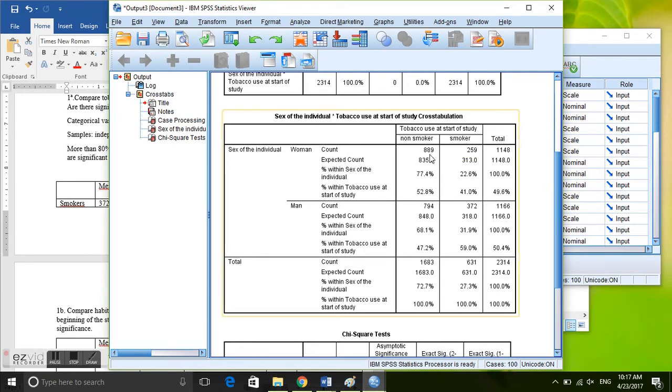So if there's a difference between those, and it looks like there is, then that gives us evidence that there are differences between smoking status in women and men, but we're going to confirm that with our p-value. So you can see here that the percent within sex of non-smokers is 77.4%, and the percent within tobacco use is 52.8%. So we want to know the percent of women who are smokers. So we're going to take the percent within sex of the individual. And actually we want smokers, not non-smokers, so we'll take this 22.6%. And then of men, we want the same percent within sex of smokers, which is 31.9%.